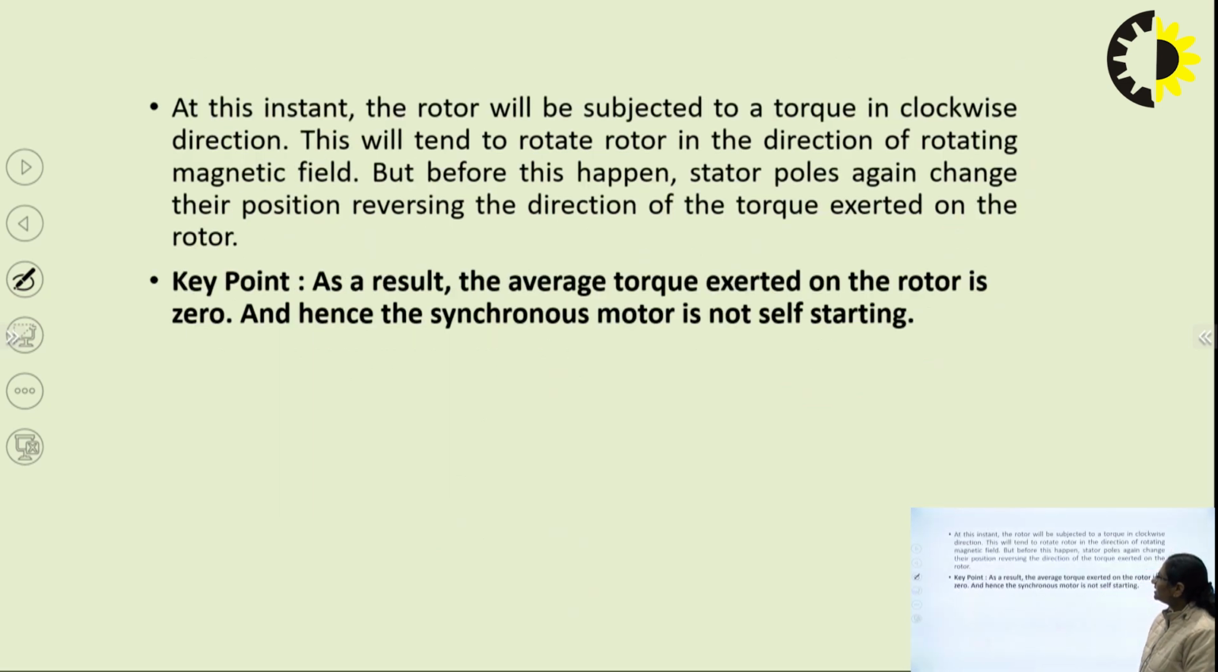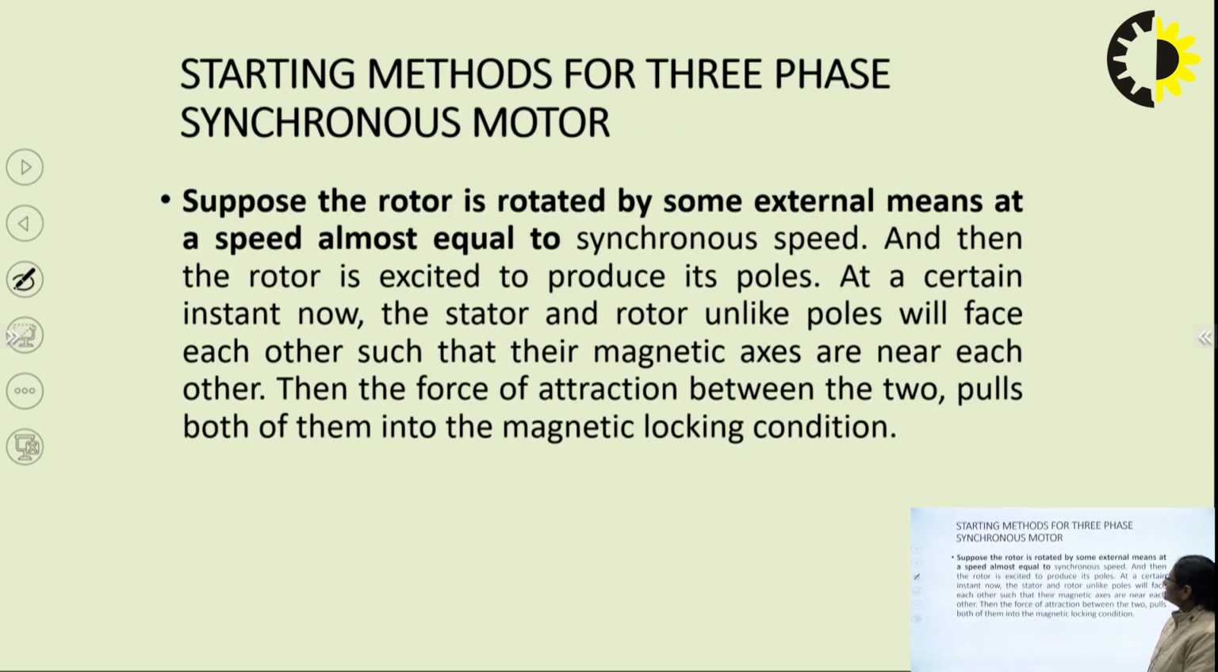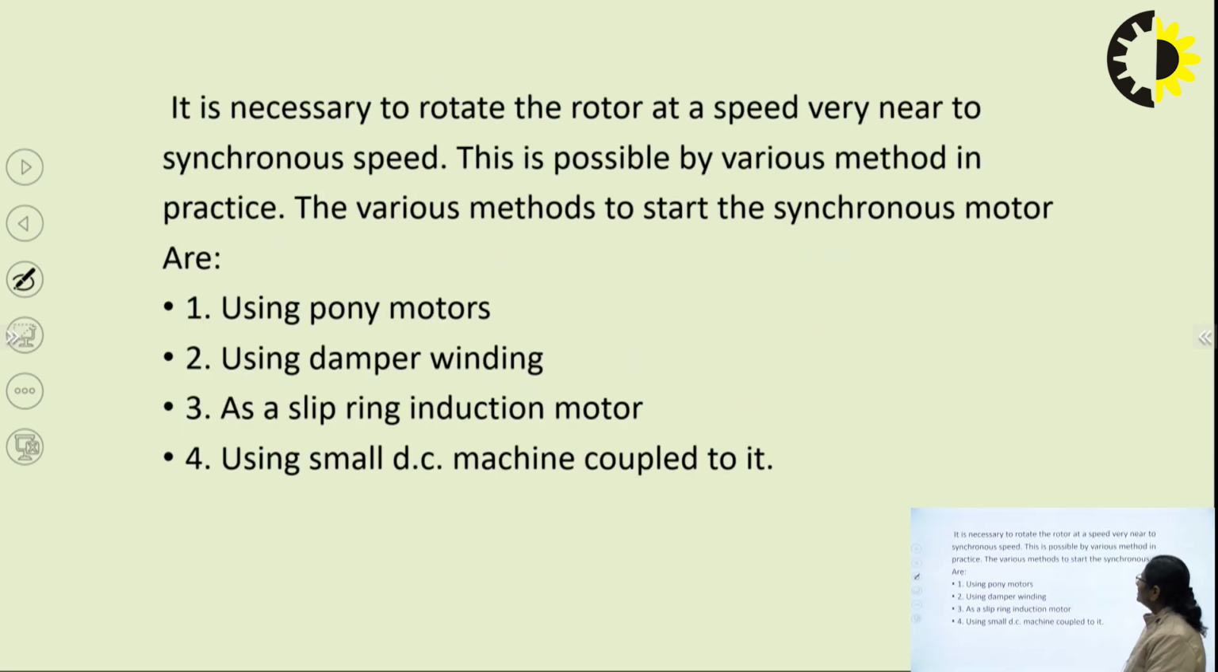For this, there are certain methods which will help the rotor to attain the magnetic locking condition. Right? These methods are using pony motors, using damper winding, as a slip ring induction motor, and using a small DC machine coupled to the three-phase synchronous motor, right?